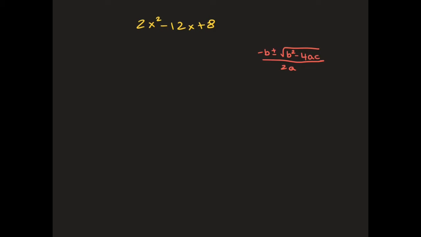Now, with the quadratic formula you can get a better sense of it if you know exactly what the variables mean. So as you can tell, I've got a quadratic equation set up: 2x squared minus 12x plus 8. But if we break that down, this equation becomes ax squared plus bx plus c. So c is 8, b is negative 12, and a is 2. Those are the three variables that you need for the quadratic formula.